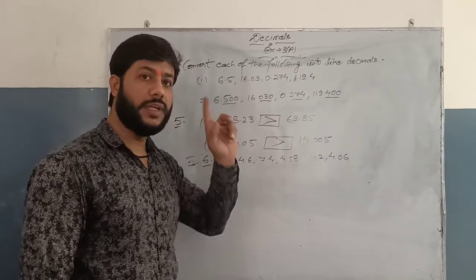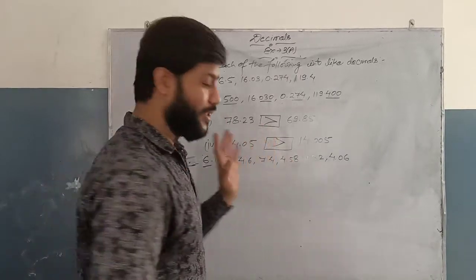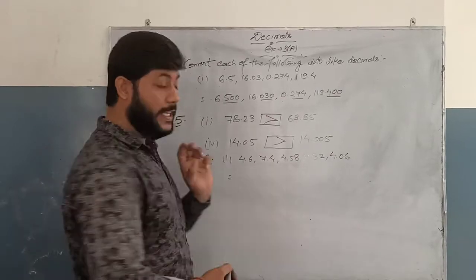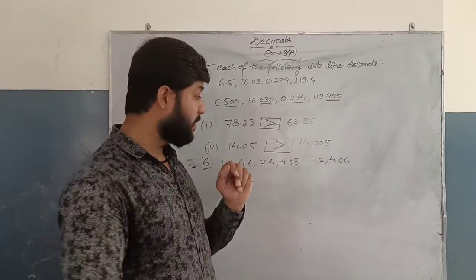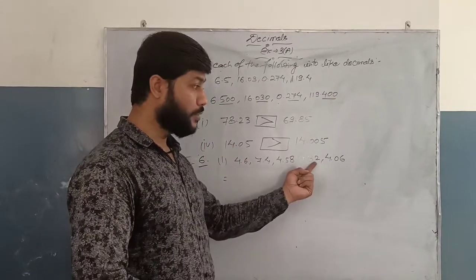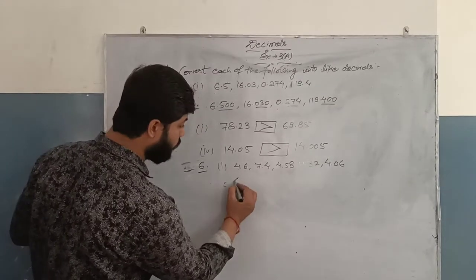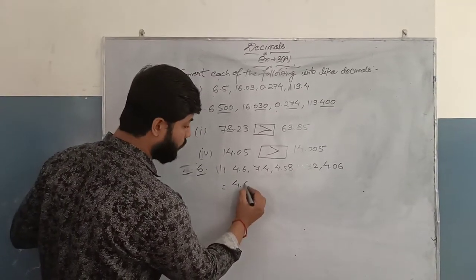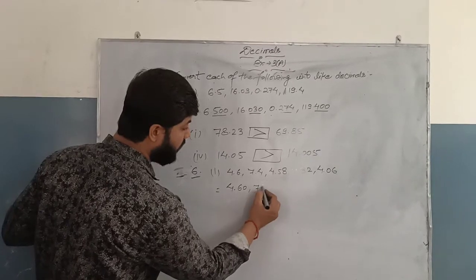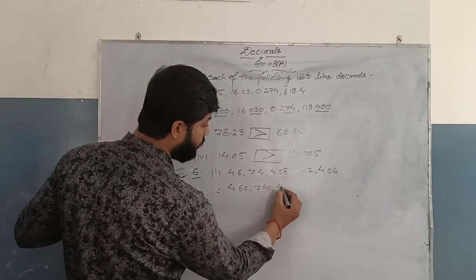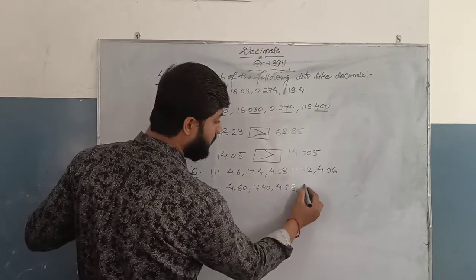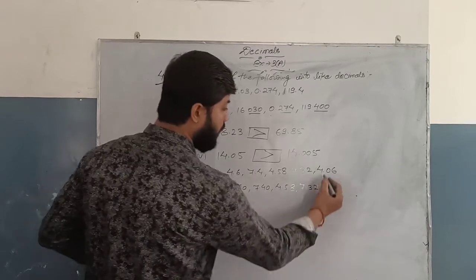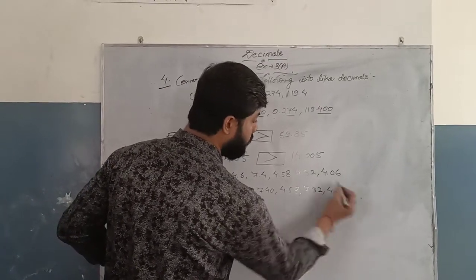So at first we will convert them into like decimals. For this, we see the maximum number of decimal places is 2. So these all will be converted into having 2 decimal places: 4 decimal 60, 7 decimal 40, 4 decimal 58 already, 7 decimal 32 already, and 4 decimal 06.